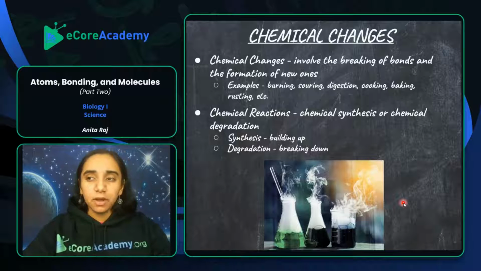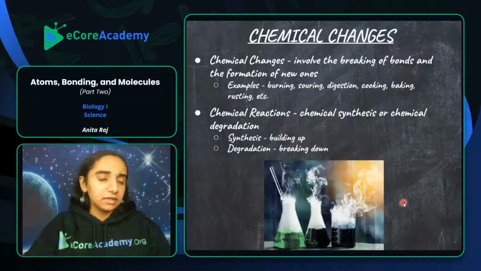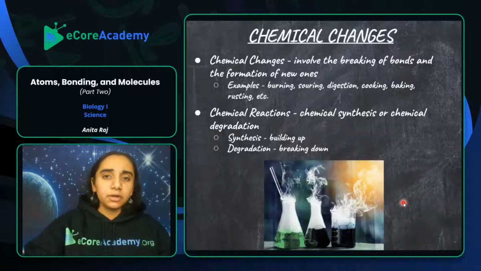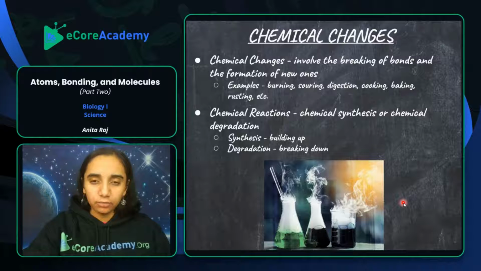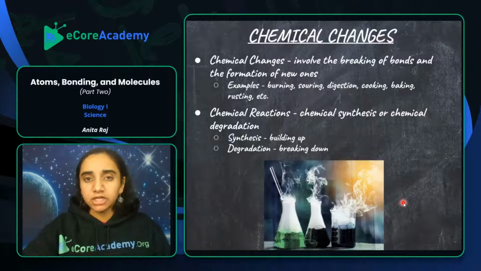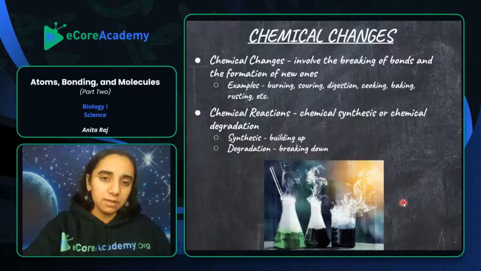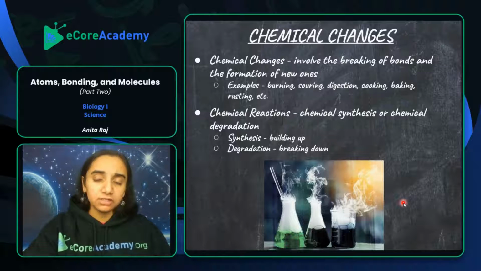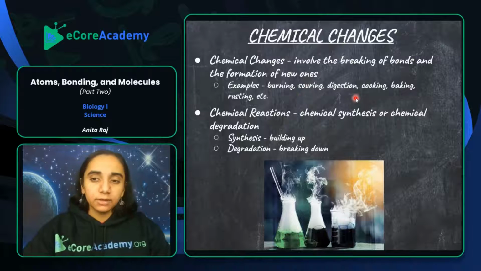So maybe you have a carbon atom bonded to an oxygen atom. That's carbon monoxide. Maybe you end up bonding another oxygen to that carbon. So that is undergoing a chemical change because you were forming a new bond between the atoms. You're going down all the way to the atomic level and forming new bonds between the atoms, and then you end up getting CO2, carbon dioxide. So that would be a chemical change. Examples include burning, souring, digestion, cooking, baking, rusting, etc. Those are things we went over on the last slide.